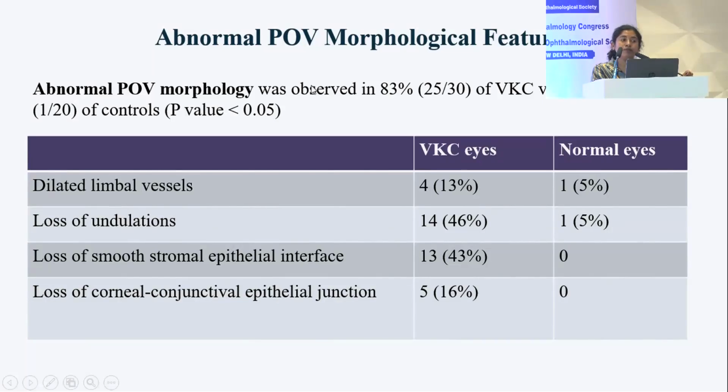So we observed abnormal palisades of Vogt morphology in 83% of our VKC eyes as opposed to 5% of our controls, which was significant, and this is the distribution. So one eye could have more than one abnormal feature, as can be seen on this table.